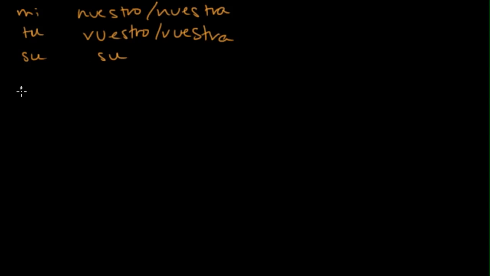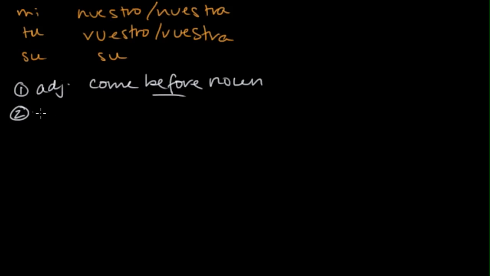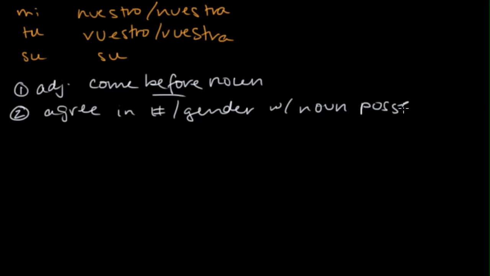And the important things to remember are that the adjectives come before the noun, and they agree in number and gender with the noun possessed, not necessarily with the people possessing it. Now, of course, you may have a group of girls owning a house, and in that case, the adjective would be nuestra casa. But the nuestra is not dependent on the fact that they're girls. It's dependent on the fact that la casa is a feminine noun.